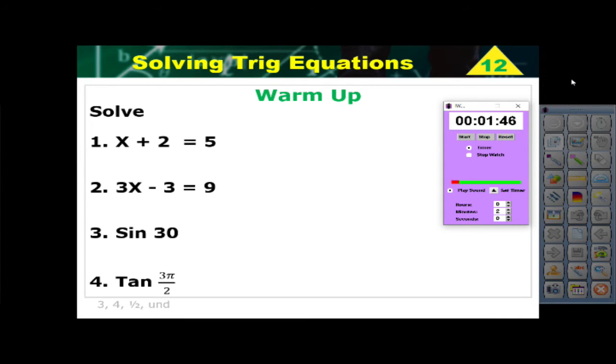Number 1 and 2 are obviously straightforward algebraic first degree equations. So just do some manipulations for that. And number 3 and 4, I would highly recommend that you choose the unit circle.